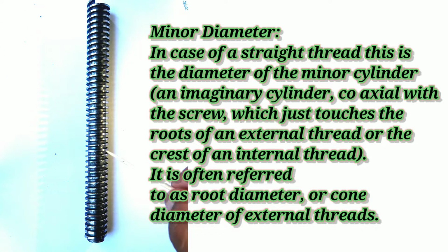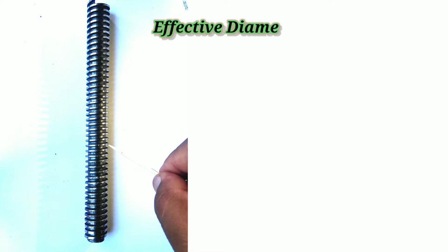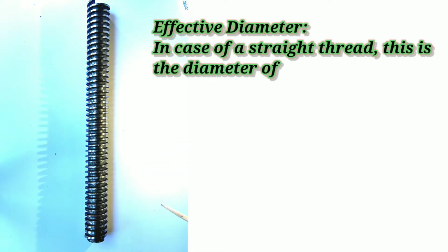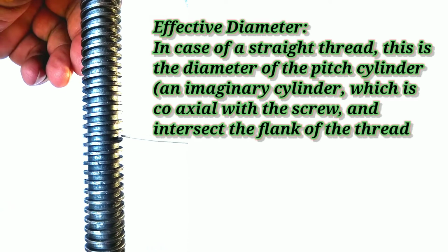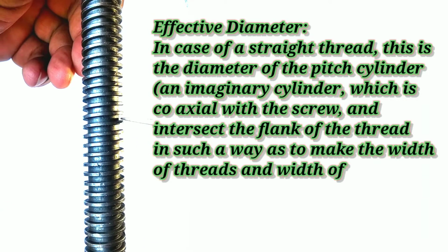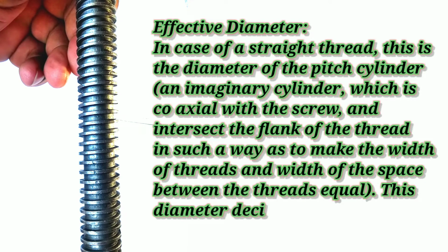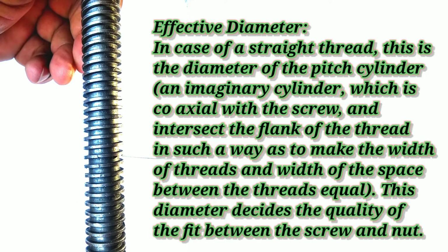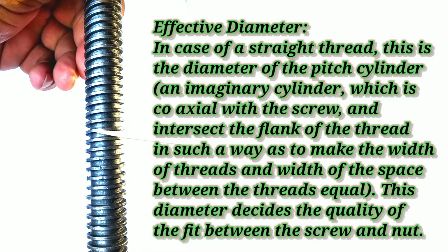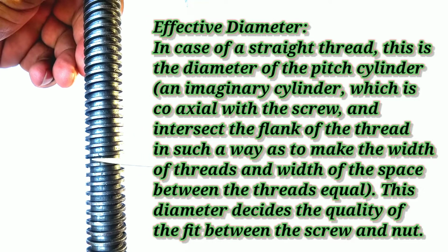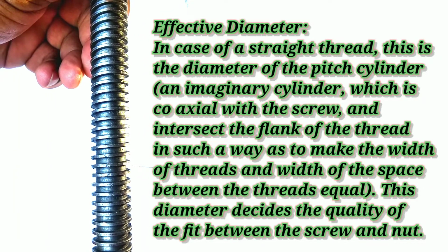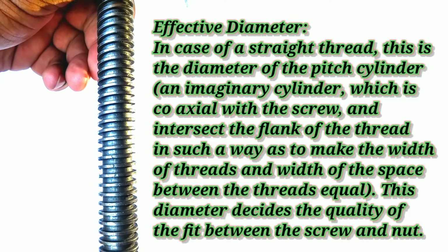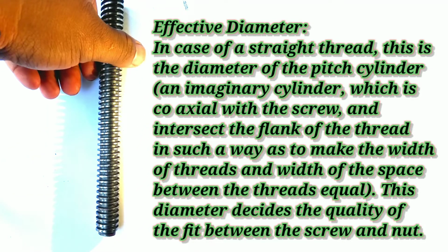The effective diameter is in between the major diameter and the minor diameter. So the effective diameter will lie between these two. It is again an imaginary circle diameter, which passes through the center of this point. So the imaginary circle diameter, that is the effective diameter, is in between the major and minor diameter.